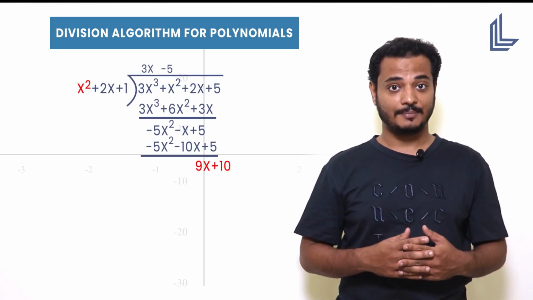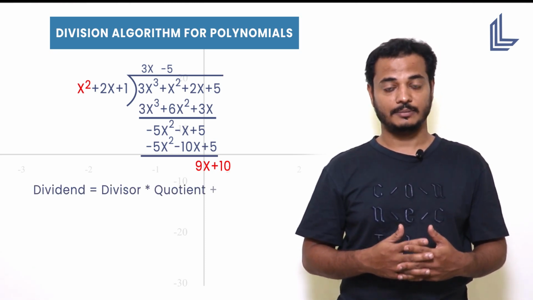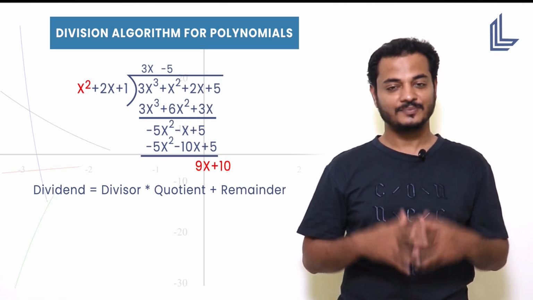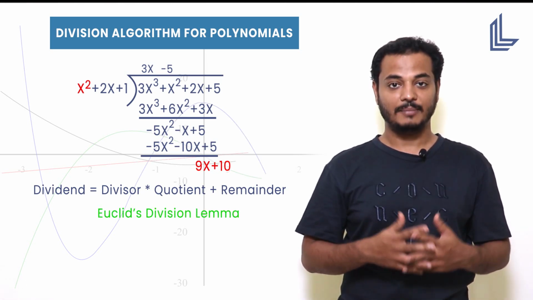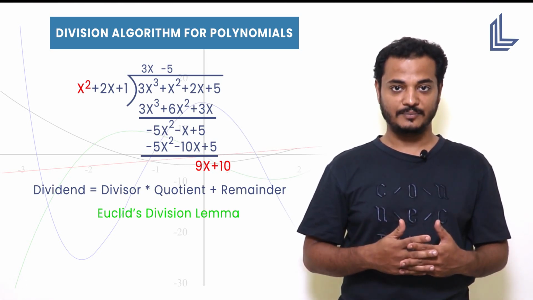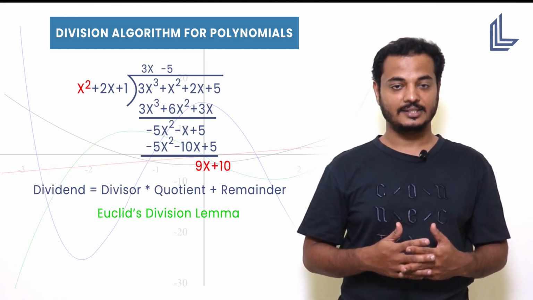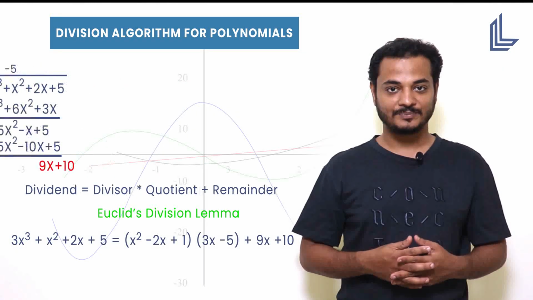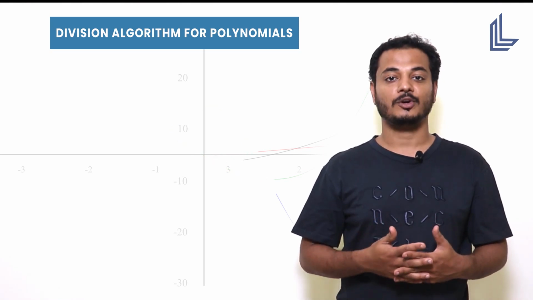In the first chapter, we discussed that dividend can be written as divisor times quotient plus remainder. Do you remember the name of this rule? Yes, that is Euclid's division lemma. By applying Euclid's division lemma to the dividend and divisor here, we can write this as shown. See the usefulness of Euclid's division lemma? We just don't use it for numbers, we can use it for polynomials too.